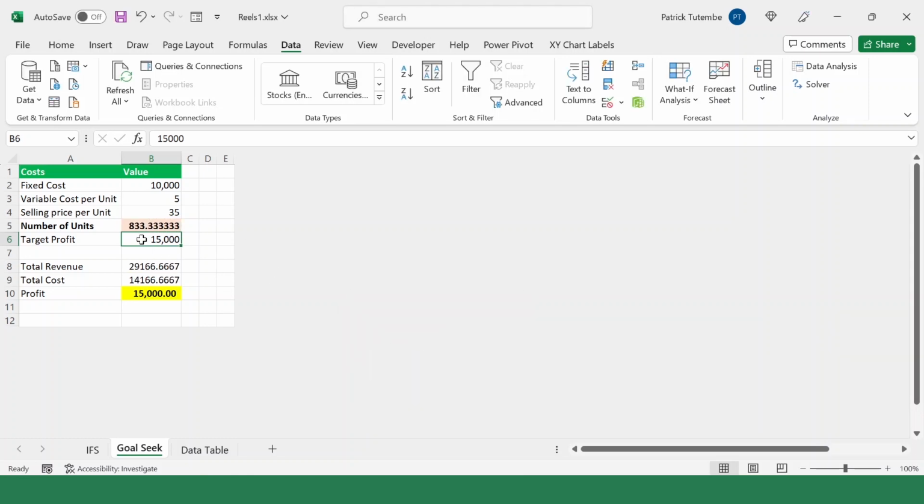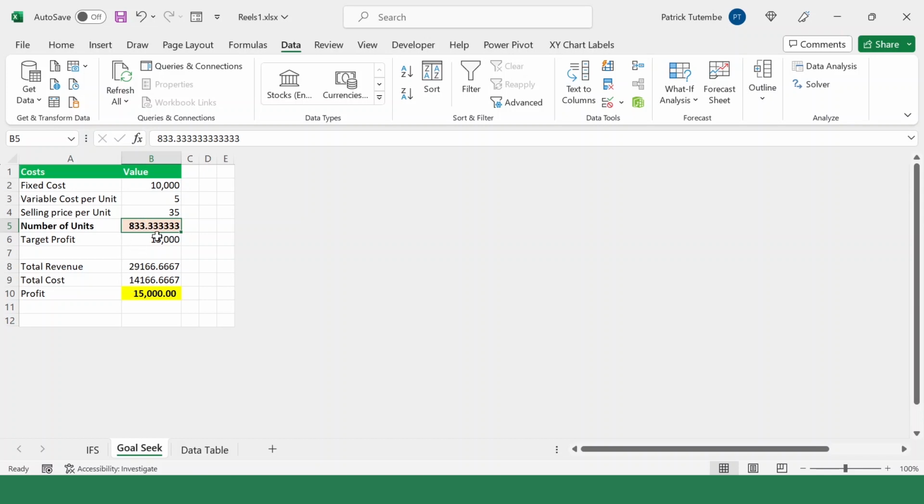So when we press OK, you find that you have to generate a minimum of 833.3 units of a good, approximately 834, for you to generate a profit of 15,000. What else can the goal seek command help a cost accountant? As a cost accountant, you want to establish your break-even point.